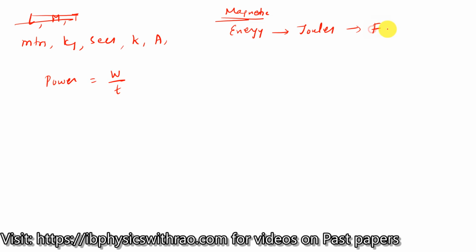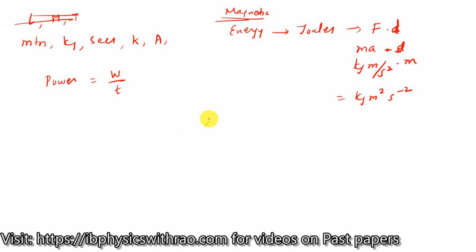So this should be force into displacement. What is force? Force is mass into acceleration, multiplied by displacement. Mass into acceleration is kg meter per second square, and displacement is nothing but meters. It's better I write this as d, otherwise you'll get confused with seconds. So d into meter, which is kg meter square per second square. This is how you can understand it.